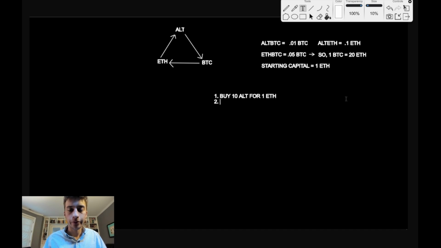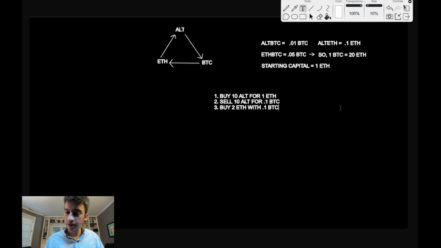Step 2. What are we going to do with those 10 ALT? Well, we can actually sell 10 ALT for 0.1 BTC. Because if we look at the rate here, 1 ALT is equal to 0.01 BTC. So if we sell 10, then we would get 0.1 Bitcoin. Now, what do we do with that 0.1 Bitcoin? Well, we want to convert it back to our starting capital, our base capital here. So to do that, we would just buy 2 ETH with 0.1 BTC.